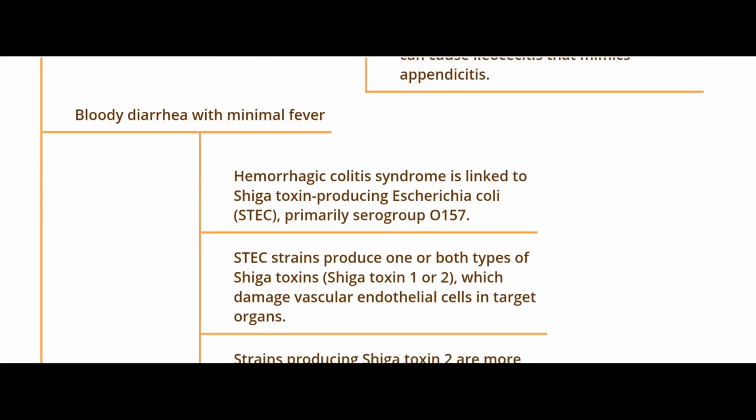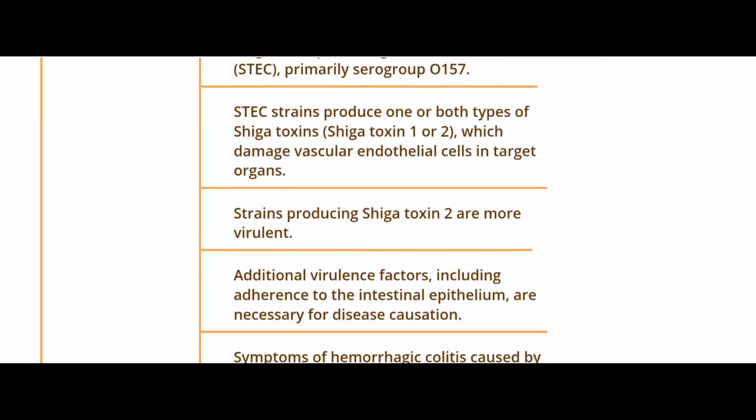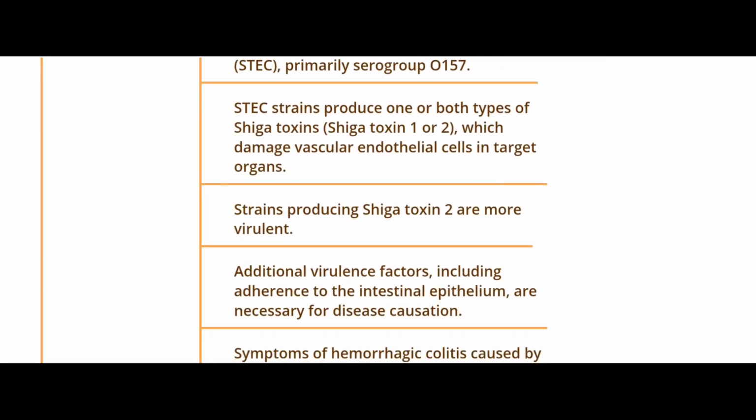If we talk about bloody diarrhea with minimal fever, the most important groups are STEC and primarily the O157. These strains produce one or both types of Shiga toxins, and it damages vascular endothelial cells in target organs. They are more virulent, especially toxin 2, and the other virulence factors are the adherence to intestinal epithelium, which are necessary for disease causation.